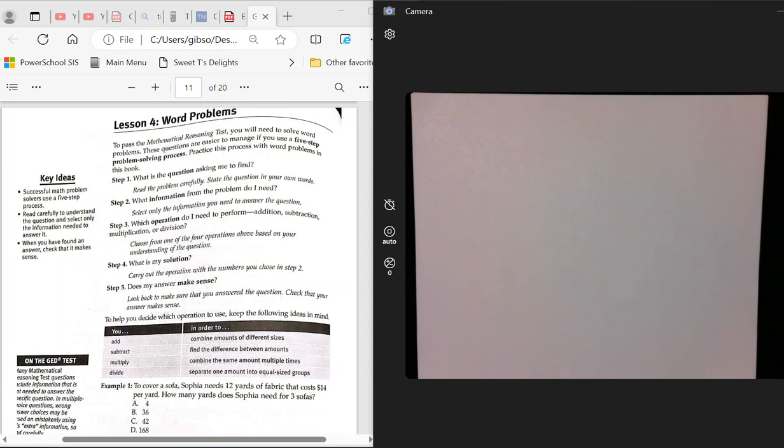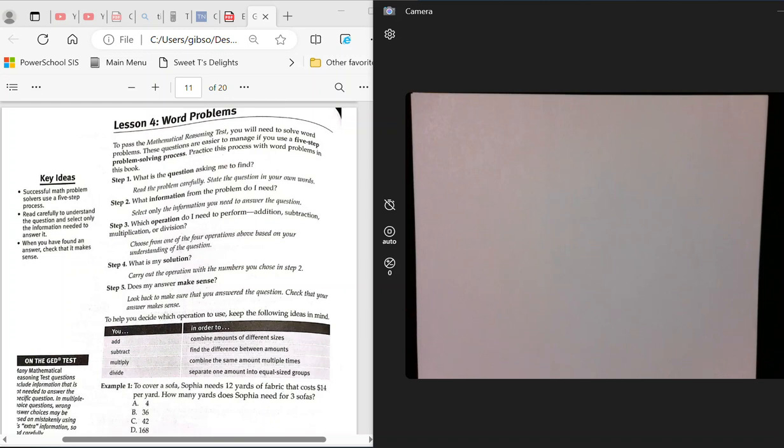Hello everyone, we're about to start lesson 4, word problems. It says to pass the mathematical reasoning test, you will need to solve word problems. These questions are easier to manage if you use a 5-step problem solving process. Practice this process with word problems in this book.